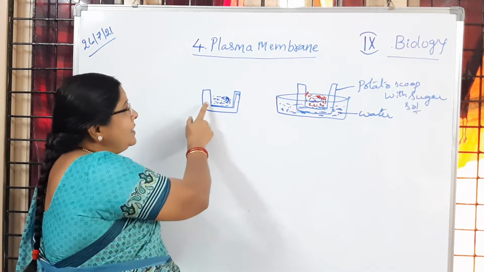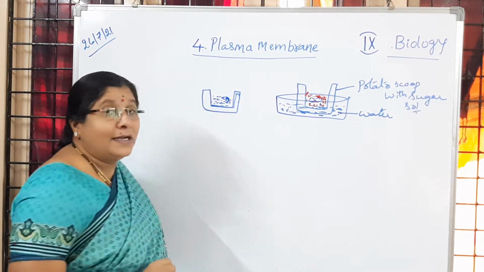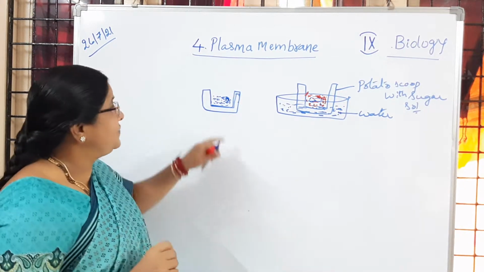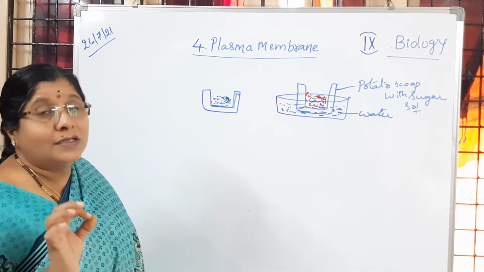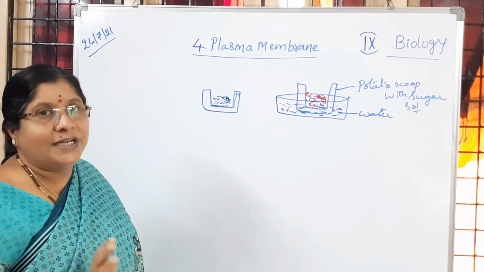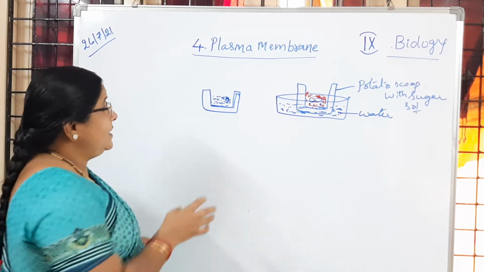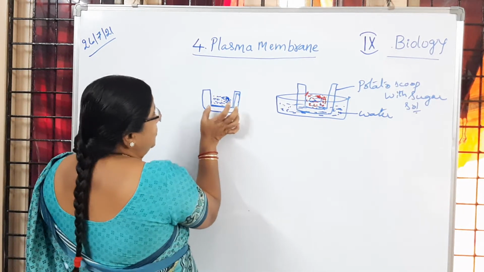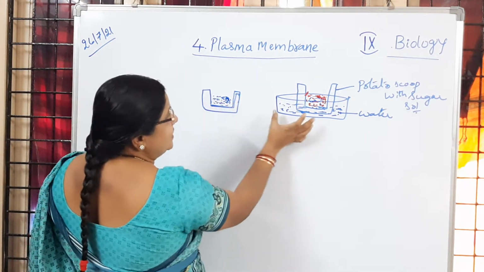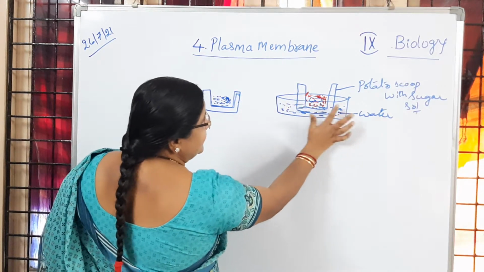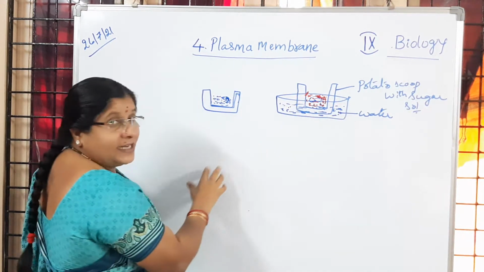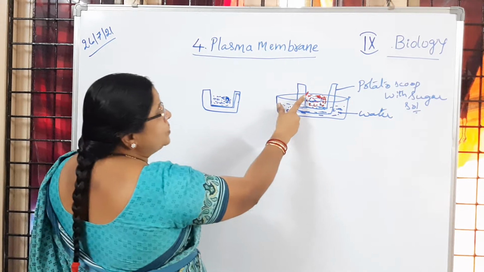We have to make a potato scoop like this, and in both of them we are going to fill them with a sugar solution, whichever is saturated. Then this potato scoop with sugar solution, we are going to keep in a plate containing water, a bowl containing water.